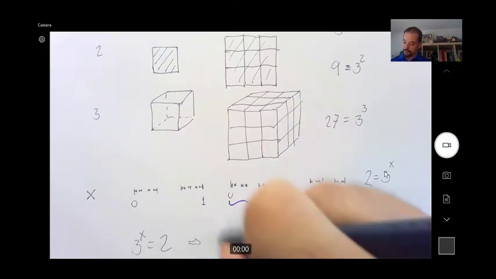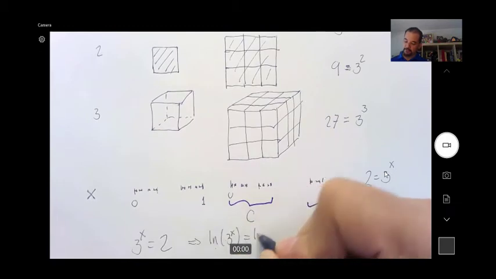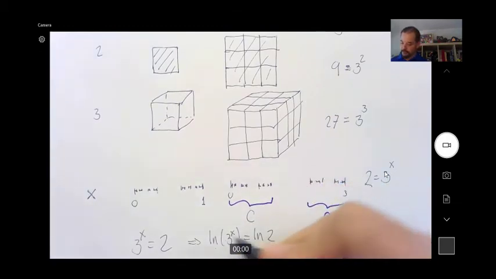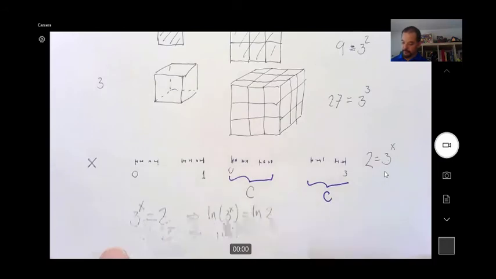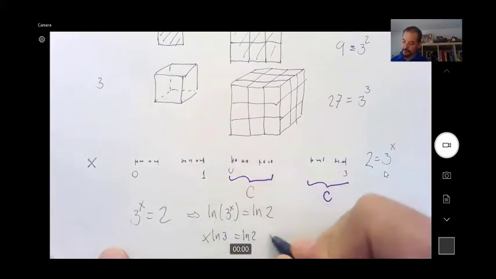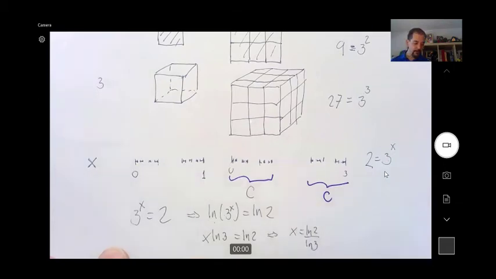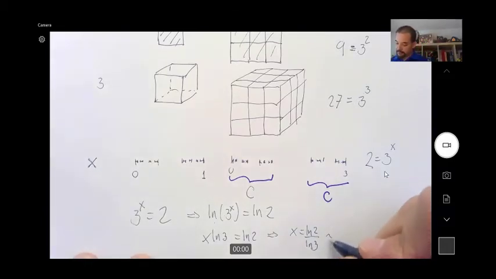We apply logarithms on both sides. So it's ln of 3 to the x equals ln of 2. And then you use properties of the logarithms to take the x out. So this is x ln 3 equals ln 2, which means that x is ln 2 over ln 3. And this number is obviously not an integer, and it's some number that is between 0 and 1.